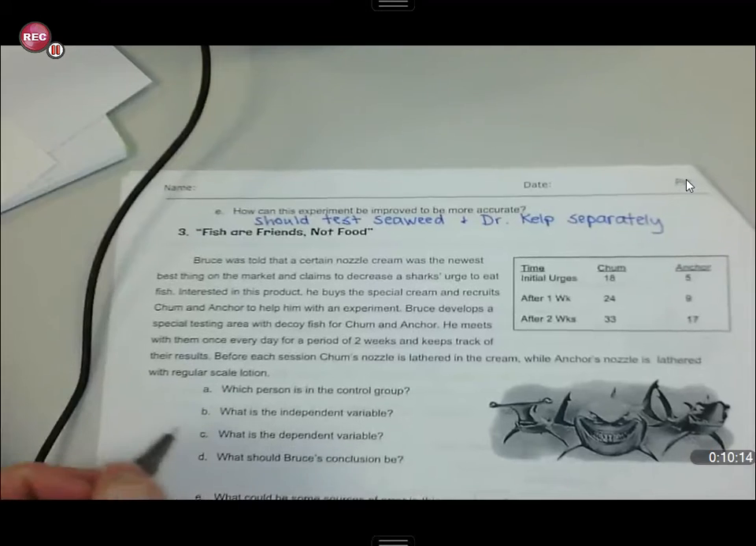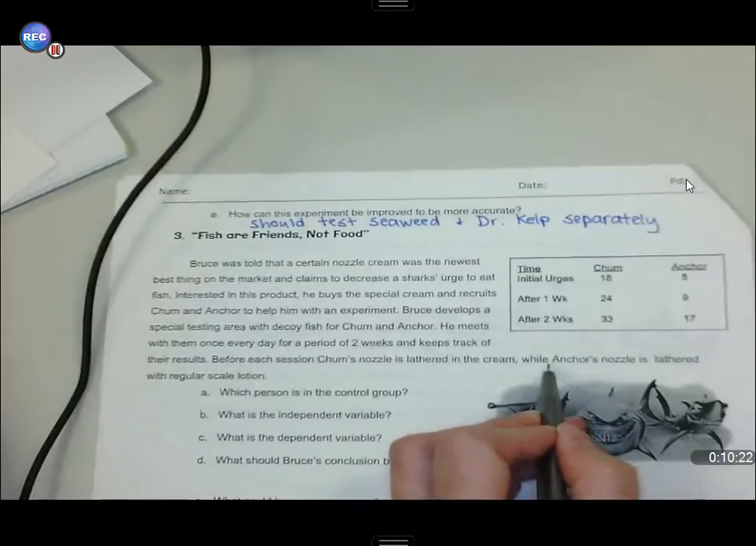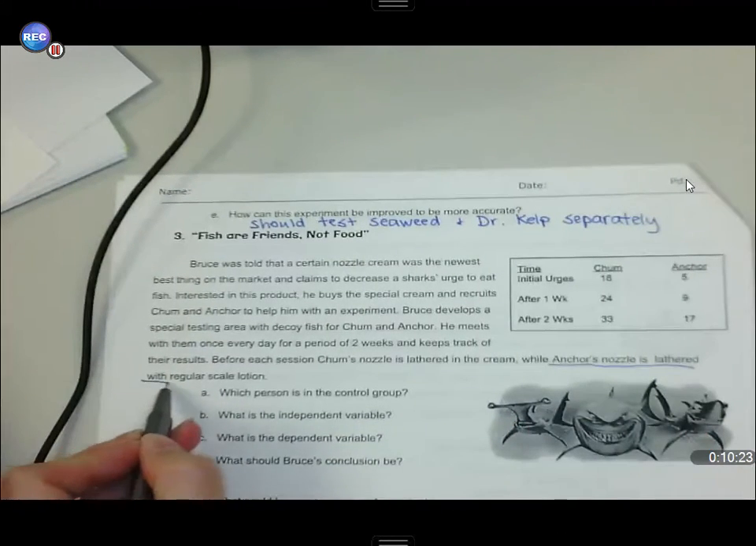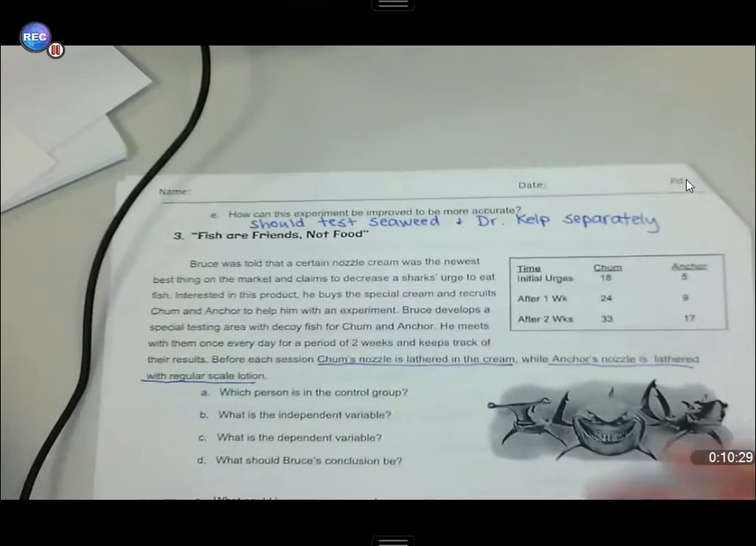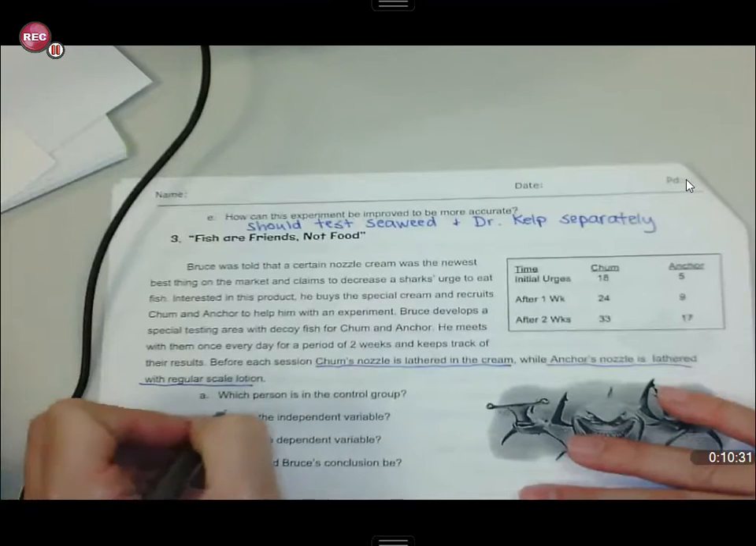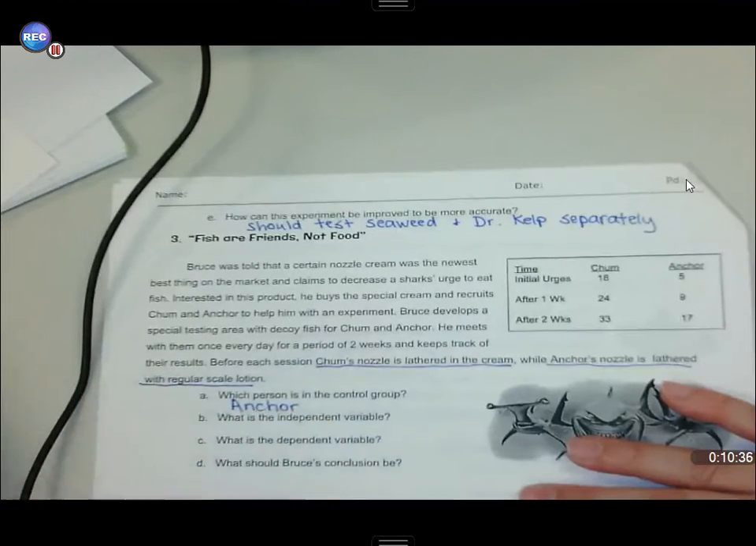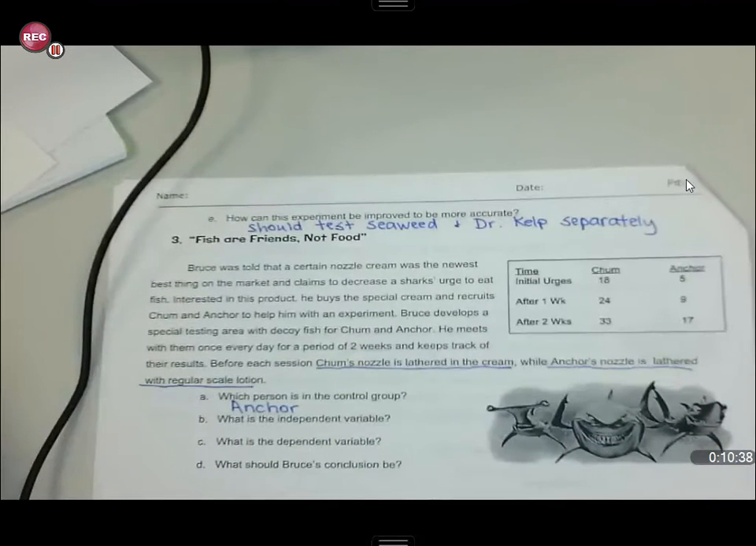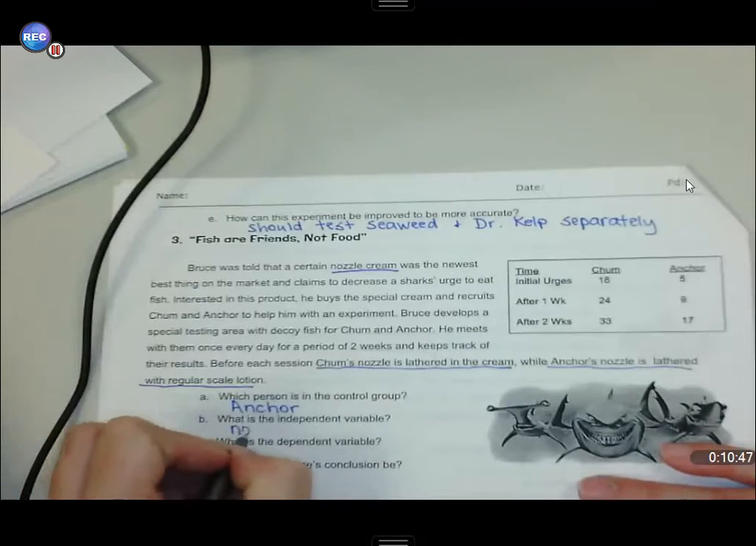Which person is in the control group? So the one in the control group is the person they're not doing the experiment on. So if you look, Anchor's nozzle is lathered with regular scale lotion. Chum is lathered in the cream. So the control group, the one not being experimented on, is Anchor. What is the independent variable? This is what the scientist is testing. In this case, if you go back to the top, they're testing a nozzle cream.